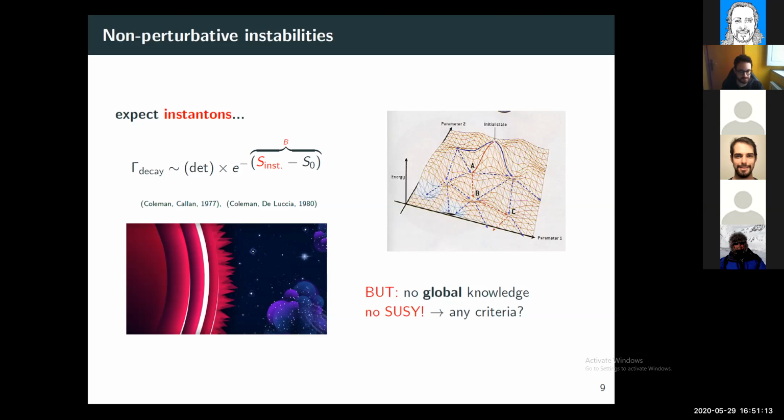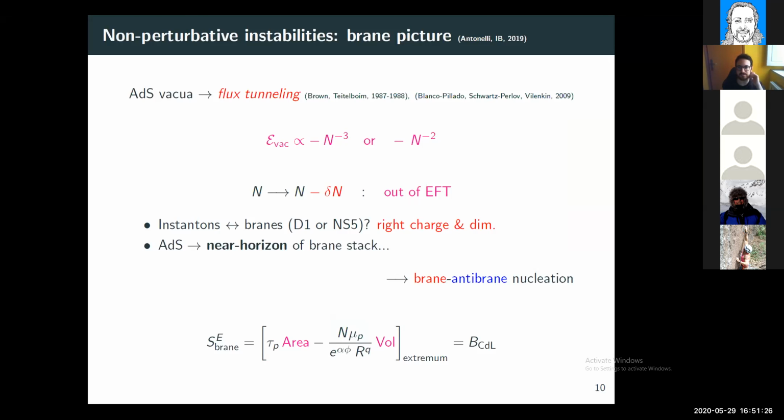Nevertheless, we are trying to use this stringy perspective that we have, this vantage point, in order to try and go beyond building some intuition for what happens. And in order to do this, we developed this brane picture of what happens for non-perturbative instabilities, which take the form of flux tunneling processes, essentially the higher dimensional analog of the Schwinger pair production effect.